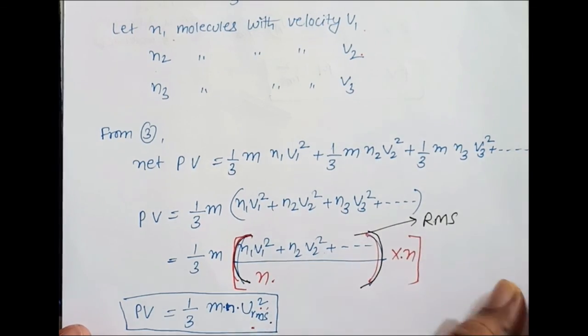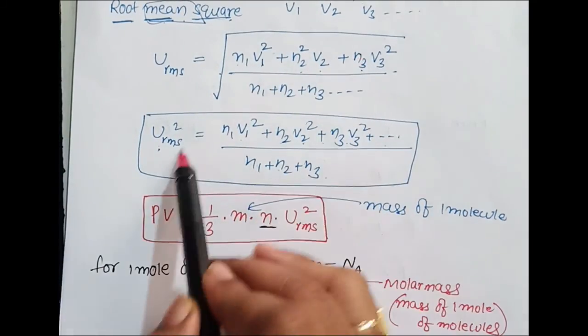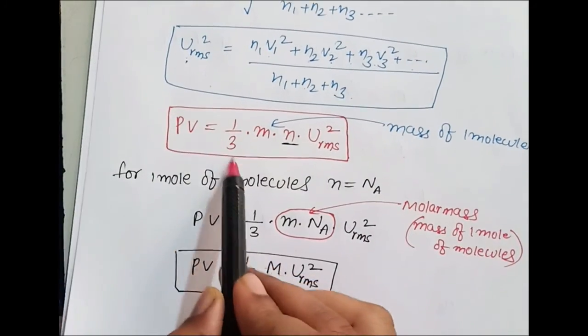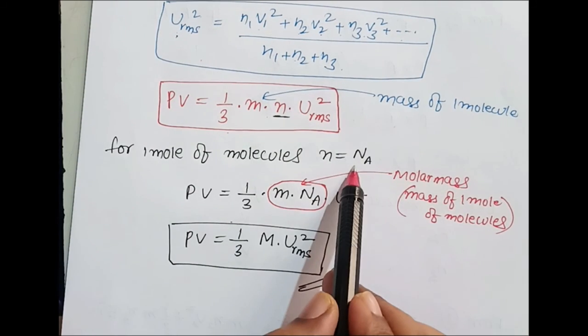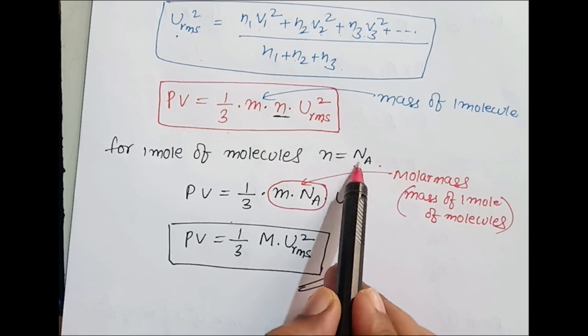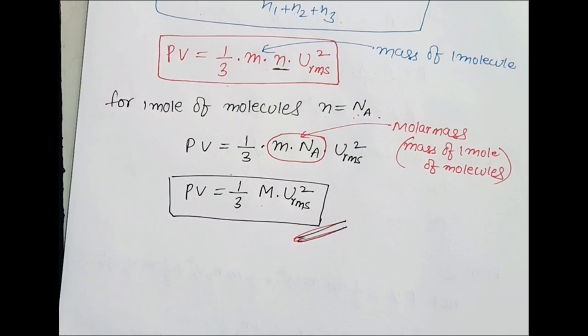How is it the square of the RMS value? That I have explained here. What is the RMS value and what is its square? So PV is equal to 1/3 m n u RMS square. Now for 1 mole of molecules, n is equal to Na. That you can put here as molar mass, and finally we got the derivation. I hope you understood this one.